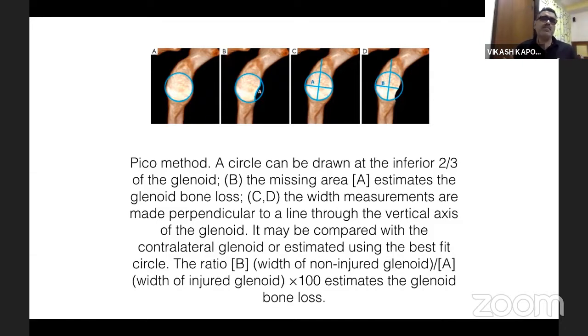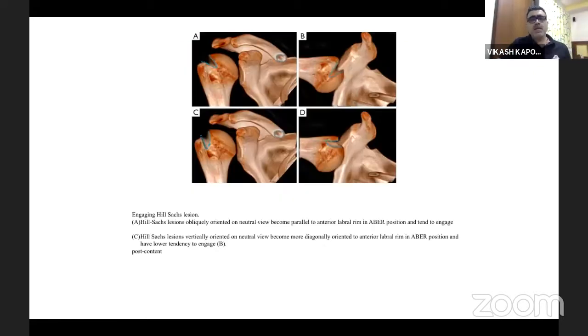Usually it is about 24 to 26 millimeters in diameter. So if a bone loss of more than 6 to 8 millimeters is found in the anterior region, we usually find that this may need some kind of bony procedure. Some people have a higher threshold, some have a lower threshold, based on their experiences, to do a Latarjet procedure or a bony procedure anteriorly in such cases, and a CT and this particular method is very, very helpful. Here we can quantify what kind of an engaging and a non-engaging Hill-Sachs lesion.